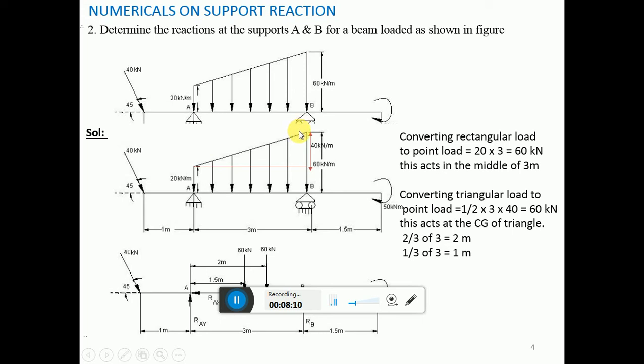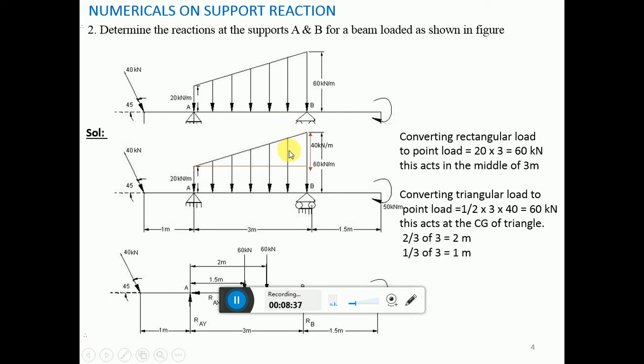For the triangular or uniformly varying load, you have half into base into height as the conversion for the point load. This is varying from 0 here to 40 kilonewton here. How did 40 kilonewton come here? Up to this point it is 20, the total is 60, so the remaining is 40. Half into base, which is 3 meter, into 40, is equal to 60 kilonewton.